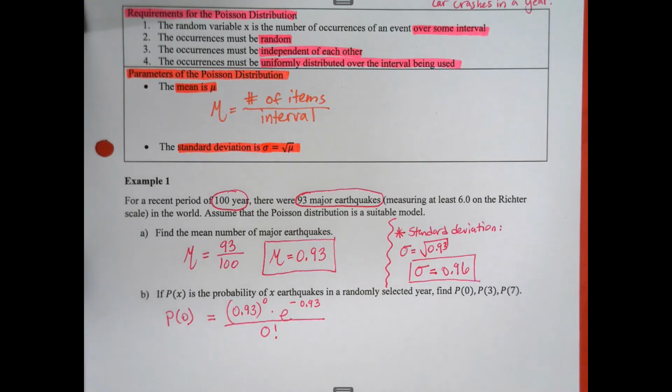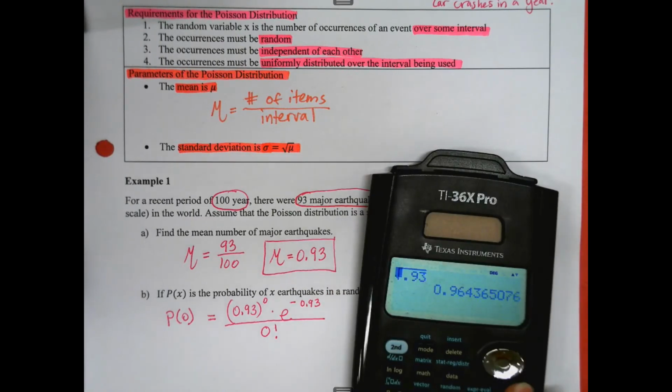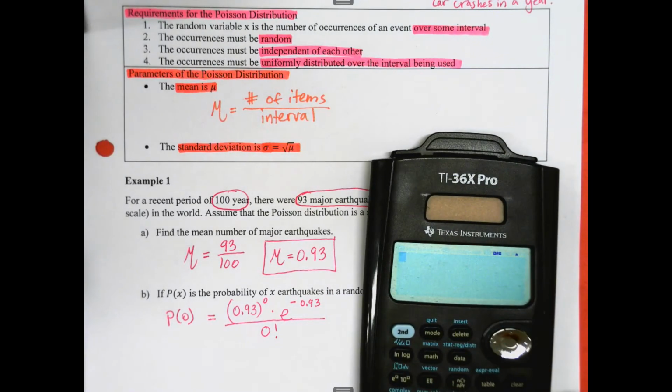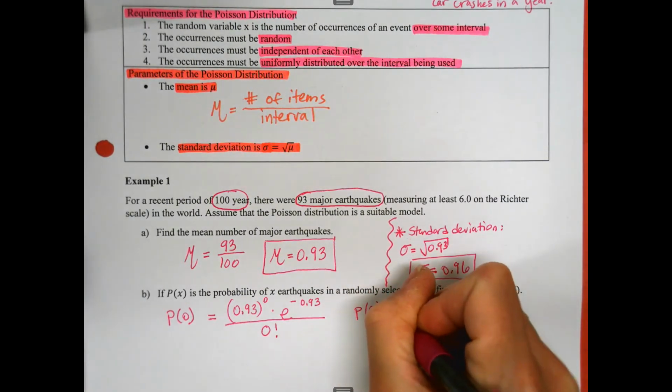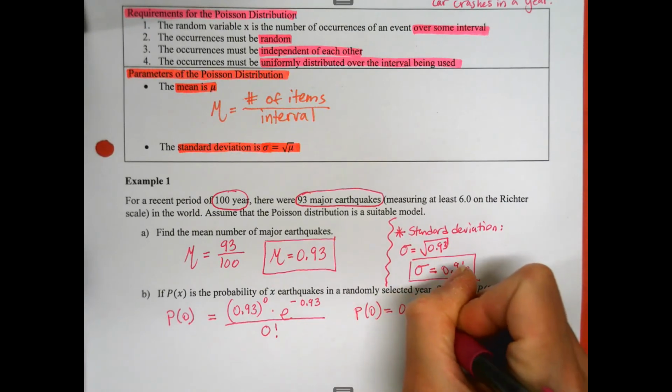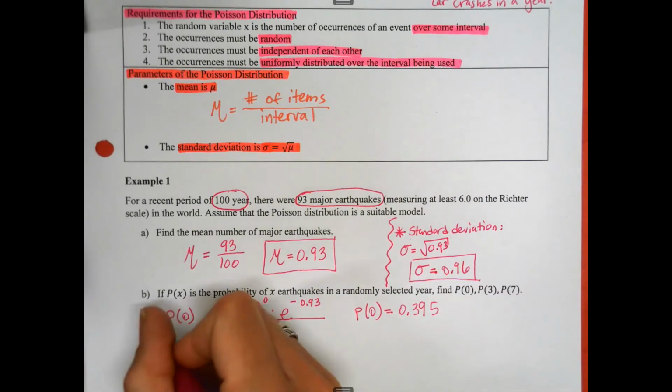And then all we have to do is substitute and use a calculator. Now, anything to the power of 0 is 1, and 0 factorial is 1. So for this problem, all we really have to find is what is e to the power of negative 0.93. And we get 0.395. The probability of 0 earthquakes is 0.395.